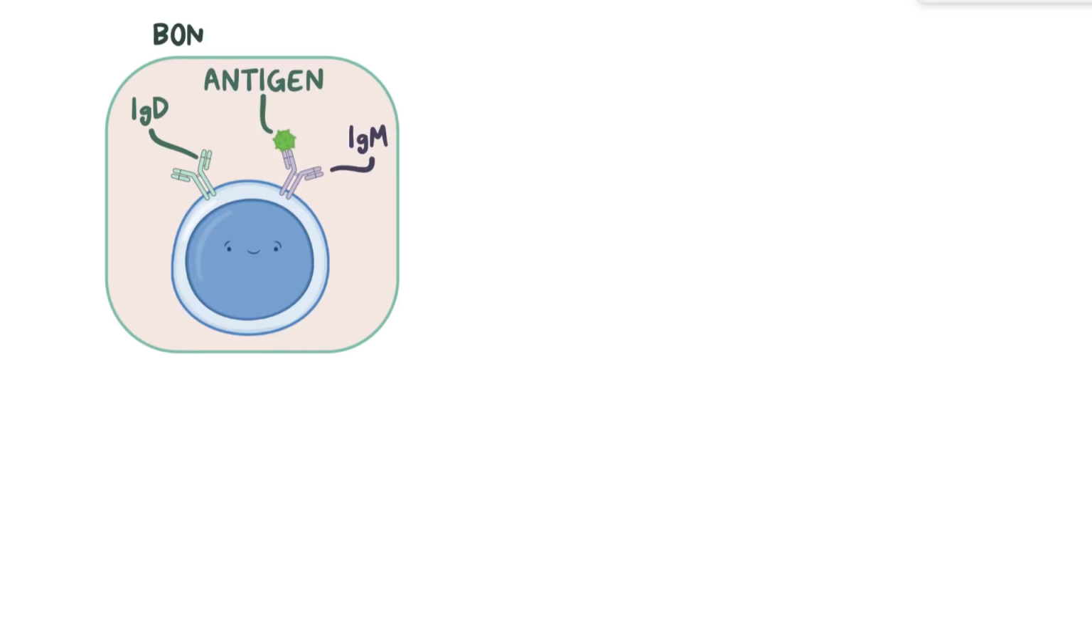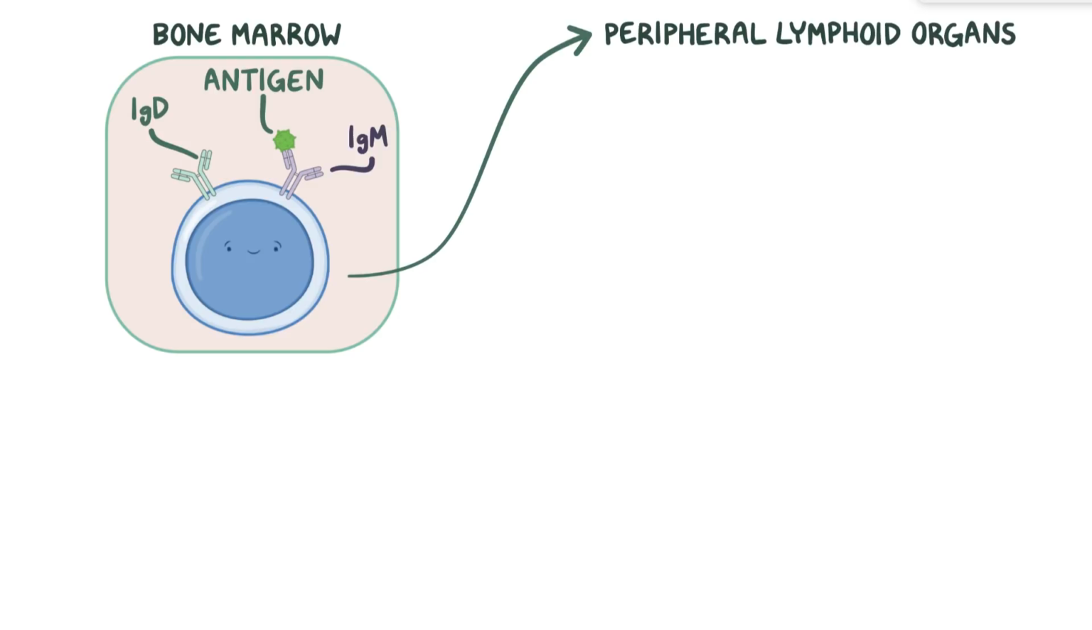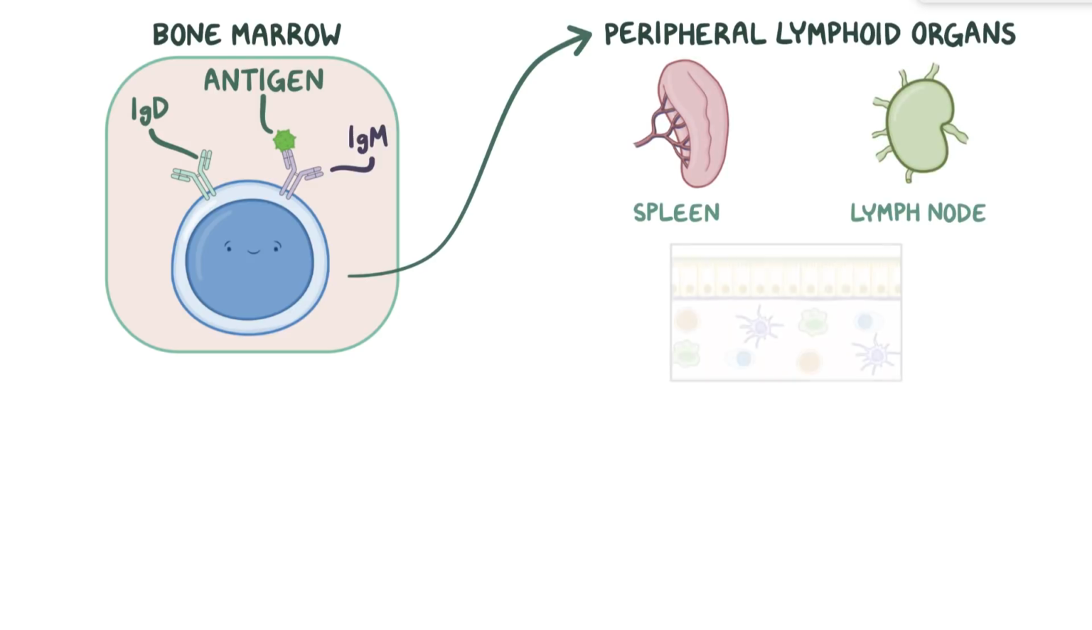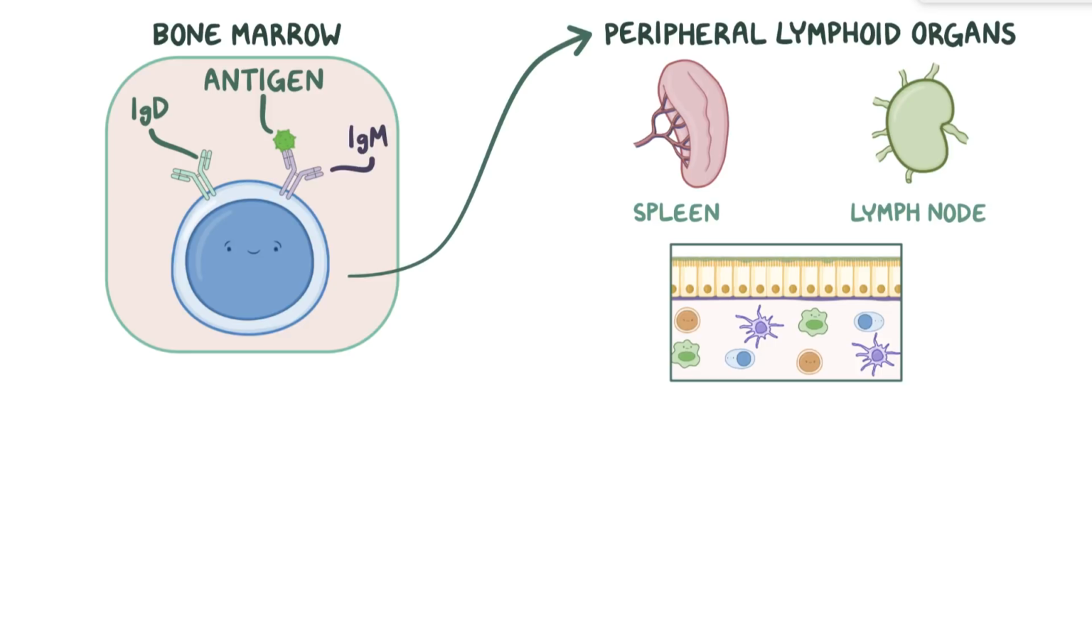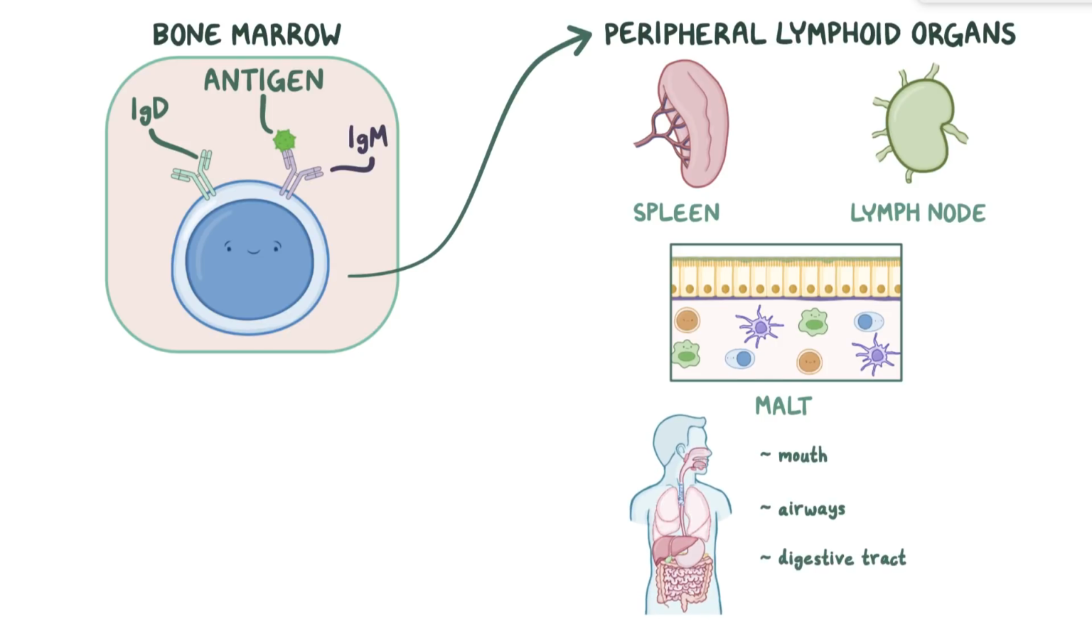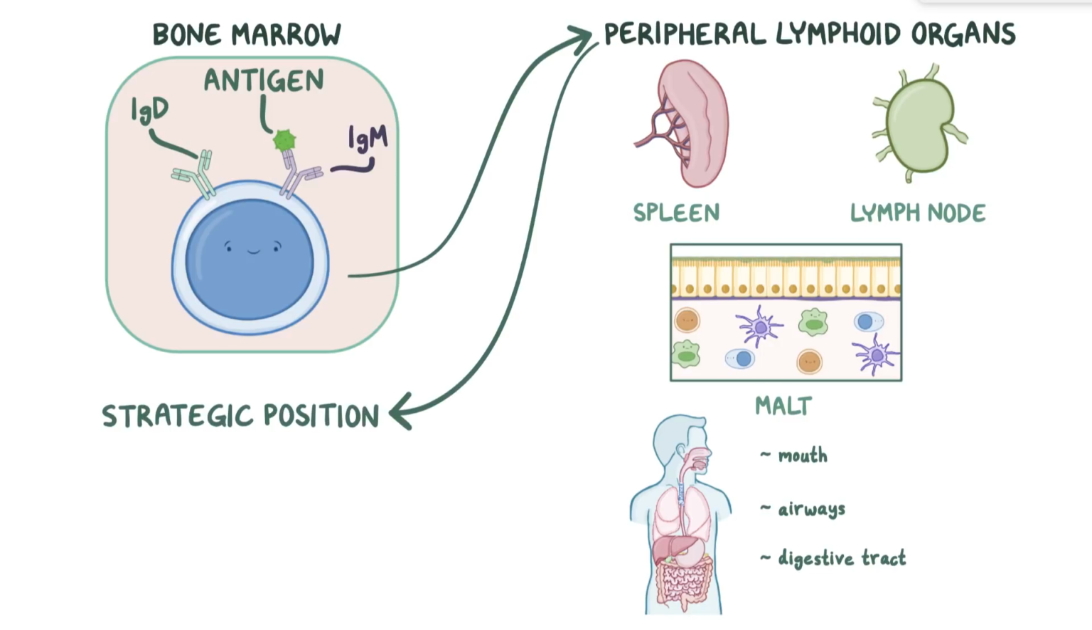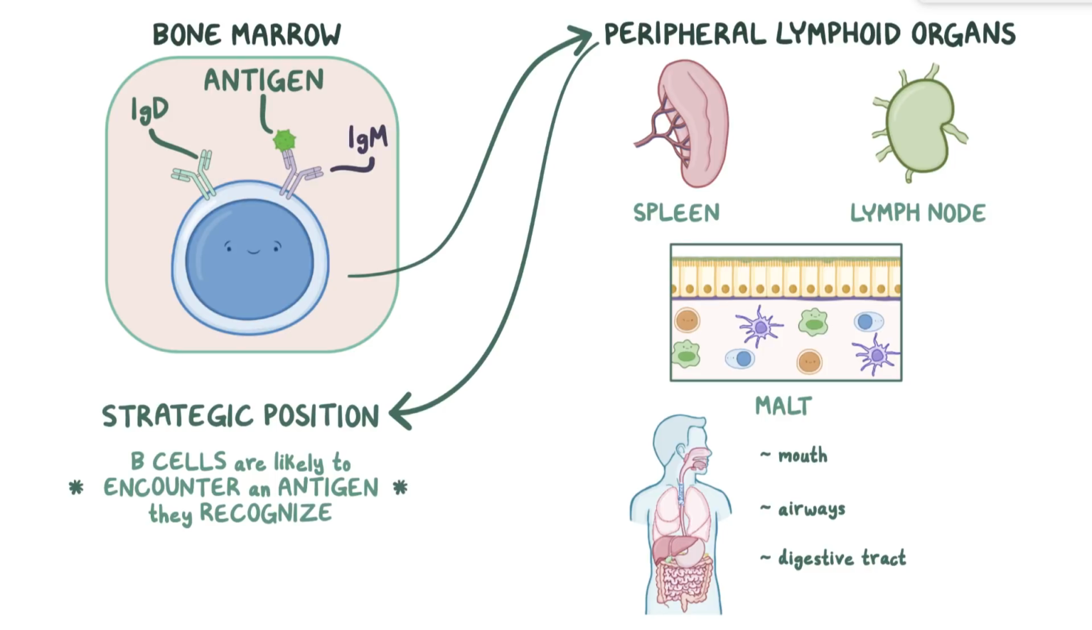Mature B cells leave the bone marrow and migrate to peripheral lymphoid organs, like the spleen, lymph nodes, or mucosa-associated lymphoid tissue, which is also called MALT. MALT is composed of clusters of lymphoid tissue scattered under the mucous membranes lining the mouth, airways, and digestive tract. This is a really strategic position, because a variety of antigens are constantly being picked up and filtered from these body tissues. As a result, B cells are likely to encounter an antigen they recognize. A bit like spending time at a train station during rush hour to look for someone that catches your eye.